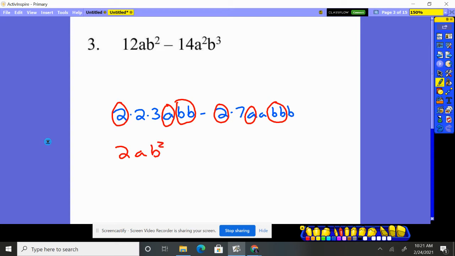What is left behind? Well, in this front piece, we have 2 times 3, which is 6. That's all that's left behind, minus here's a 7, an A, and a B. So that is our answer.